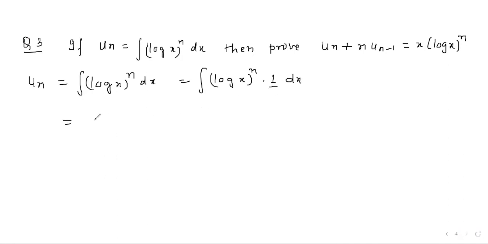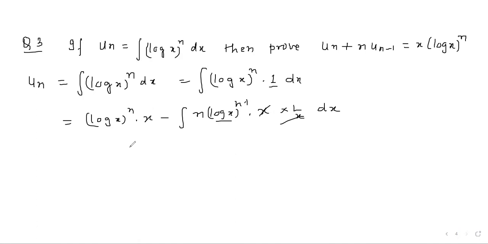So we integrate it, and we will get log x power n times x minus integration. Now we can differentiate it. So this will become n log x power n minus 1, and this will become x, and differentiation of log x will give 1 upon x dx. So x will cancel out. So log x power n times x minus n times the integral of log x power n minus 1 dx.